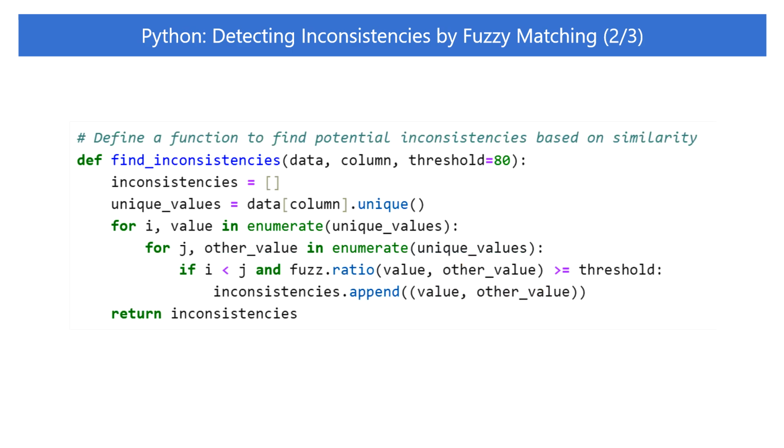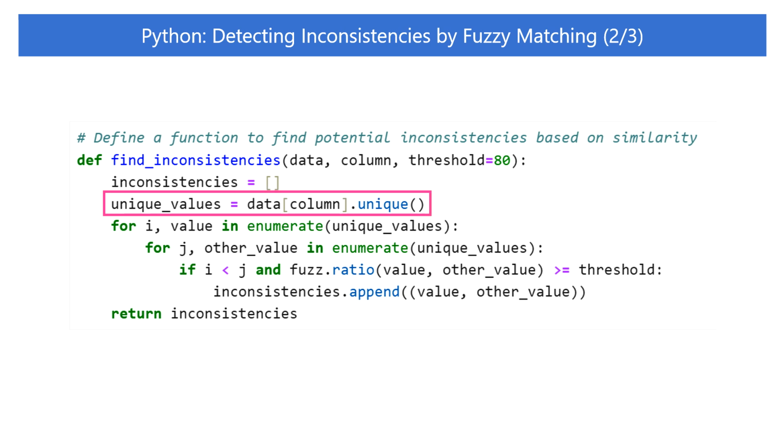Next, define a function named find_inconsistencies to find potential inconsistencies based on similarity. This function is designed to identify pairs of strings in the specified column that have a similarity score above a given threshold. The default threshold is set to 80. First, create an empty list named inconsistencies to store the identified pairs of strings as elements.